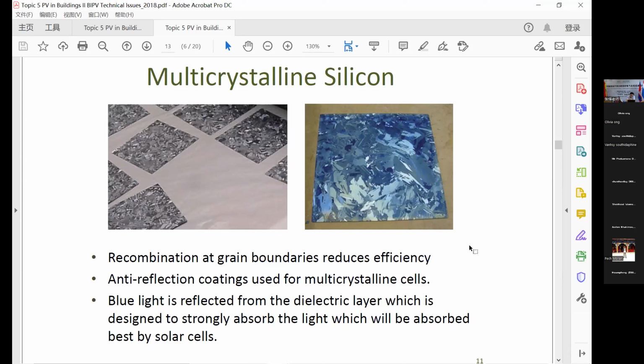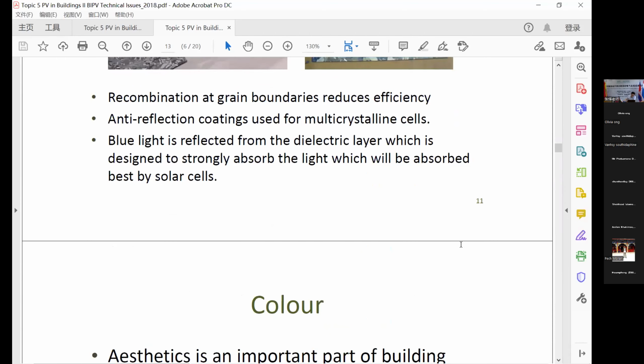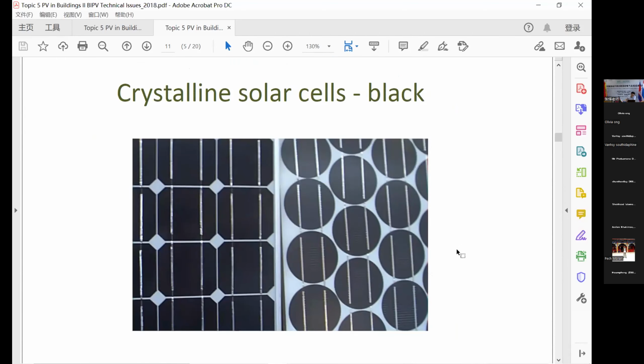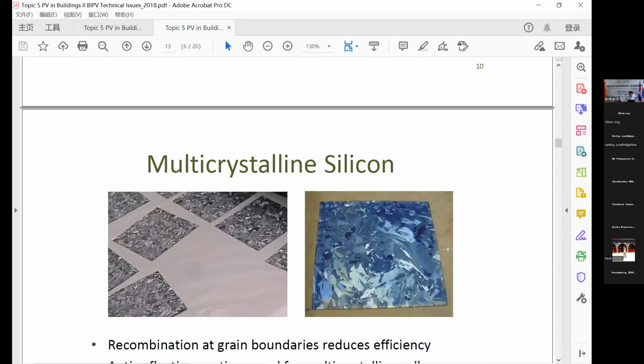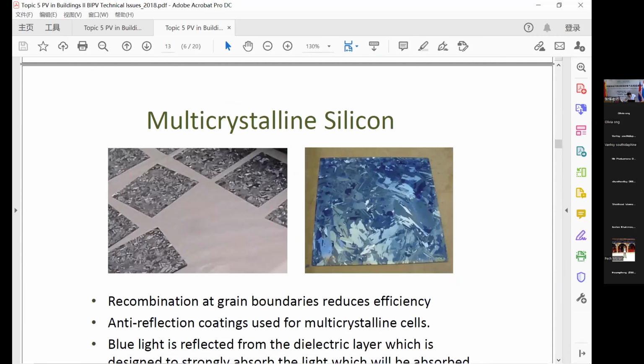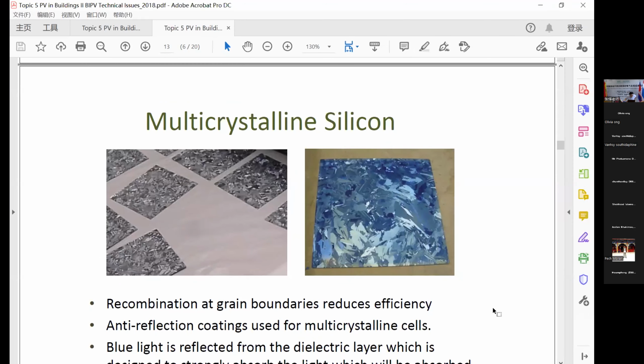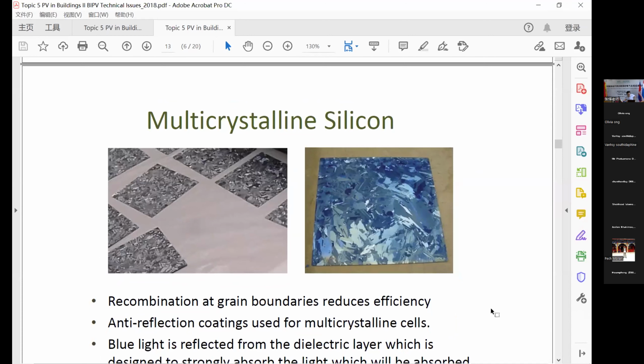So actually, this blue light is not from the silicon itself, but is from the dielectric layer, to improve the absorption of the light and further improve its efficiency. So that is the basic understanding of monocrystalline silicon and multicrystalline silicon, the difference and their relationship.